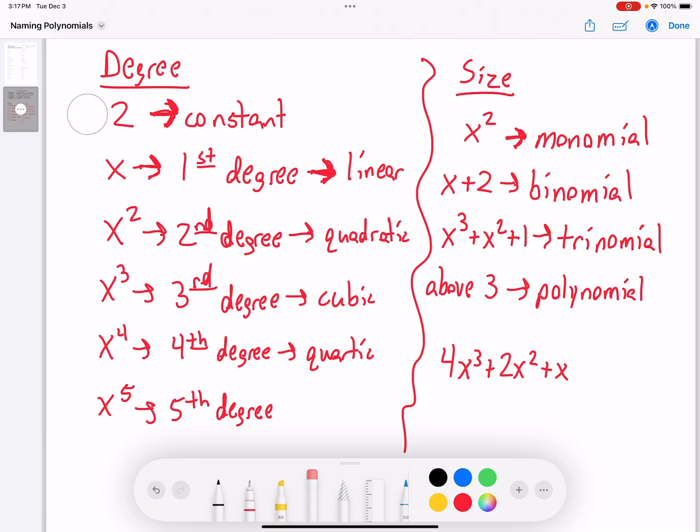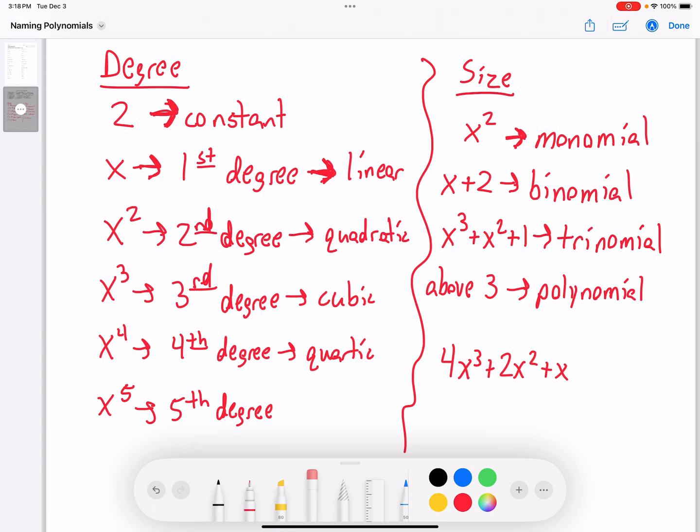But the degree has to do with the exponent attached to the largest one of each one. So like 2 is called a constant because there is no variable, there is no exponent. X just has an exponent of 1 here, so we call that a first degree, which is also called a linear. X to the second would be a second degree, which we call a quadratic. Then x to the third is a third degree, which we call a cubic. X to the fourth is a fourth degree or a quartic, and x to the fifth is just called the fifth degree.